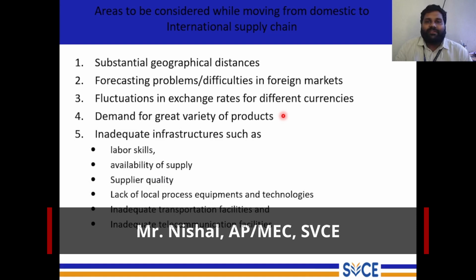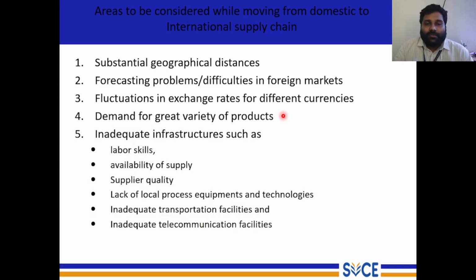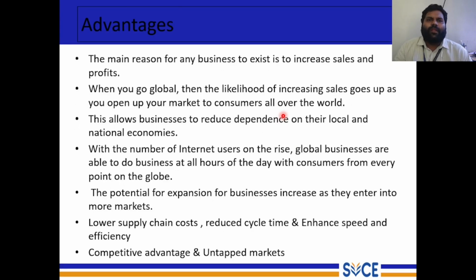Inadequate infrastructure, such as labor skill, availability of supply, supplier quality, lack of local process equipment and technologies, inadequate transportation facilities, and inadequate telecommunication facilities. These are a few things which need to be taken into account while moving from a domestic to an international supply chain, because moving into an international supply chain without proper planning and execution will be a disaster.